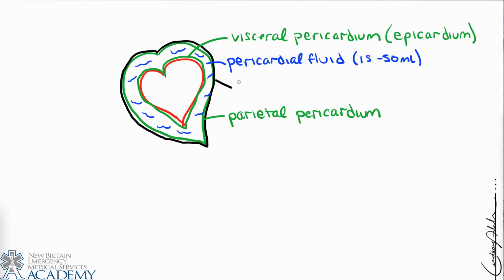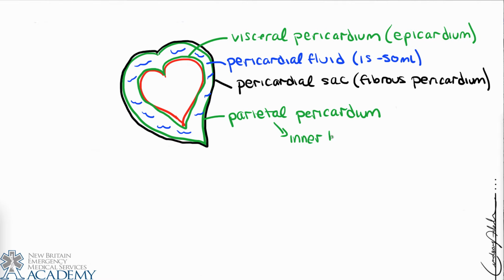And I also want to mention the pericardial sac, which actually is the fibrous pericardium, and that's the black lining around the outside. And we can consider the parietal pericardium as the inner lining of the fibrous pericardium. So there's actually a few more layers than we discussed previously.